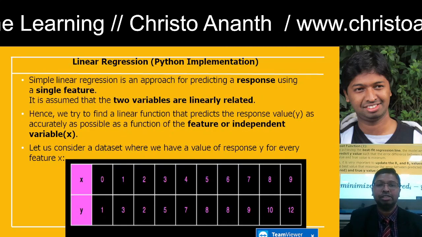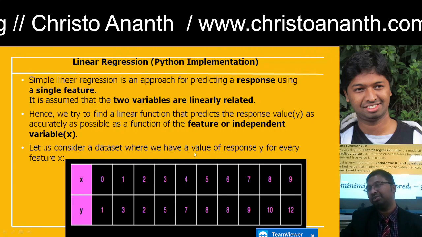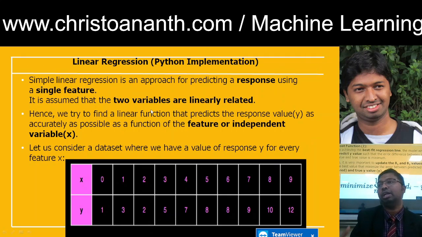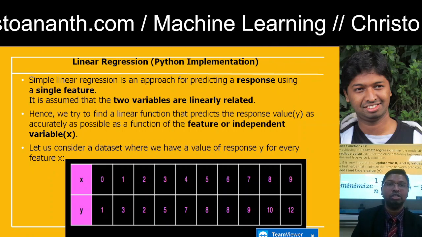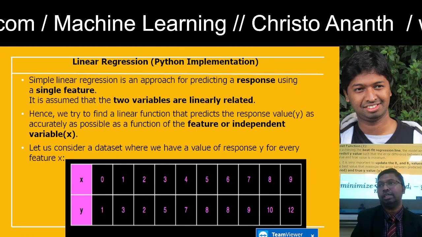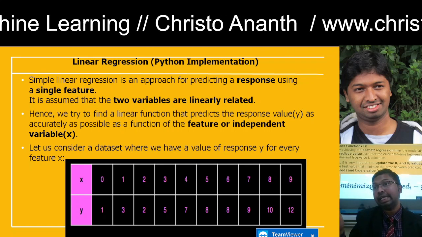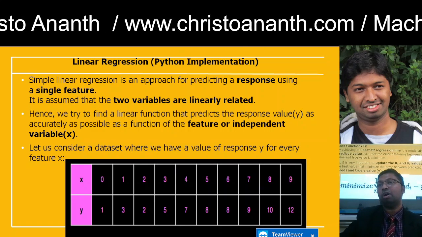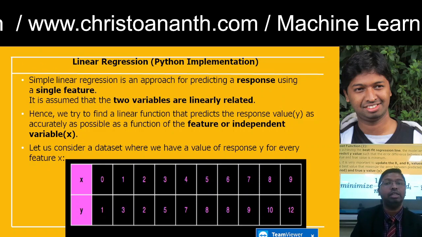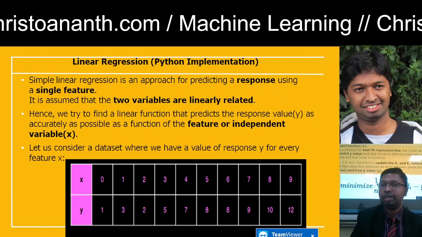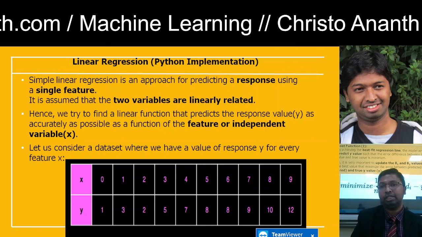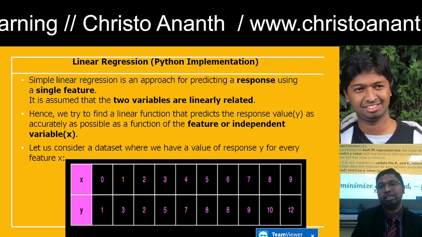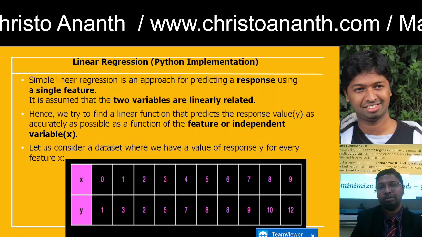Okay, so here is the Python implementation. First of all, we will try to understand the concept. Simple linear regression can be used to predict a response using a single feature, and here the two variables are linearly related. Linearly related means the output will follow the input. That is linear. So we will find a linear function that predicts the response value y as accurately as possible as a function of the feature, or independent variable, x.